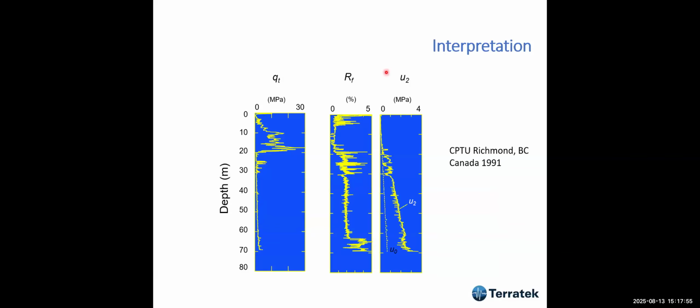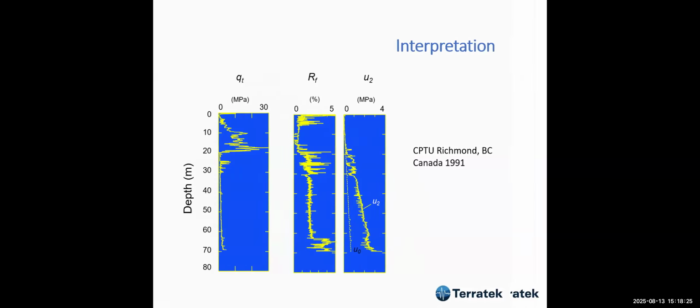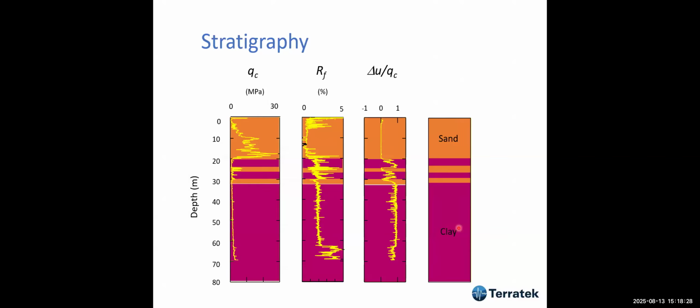While I was at UBC, I wrote a program to do this kind of analysis. This is one of the tests that we carried out in Richmond, British Columbia, in Canada, in 1991, in which we have the qt, Rf, and u2. At that time we had one software by Professor Campanella, but it was not very good. It didn't make the plots, so I did all the plots.